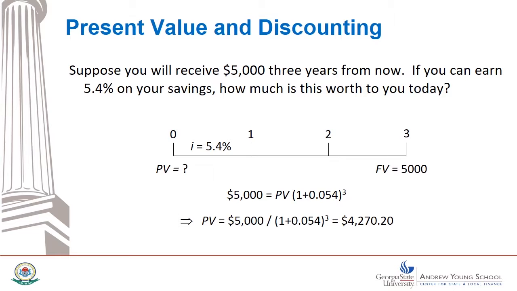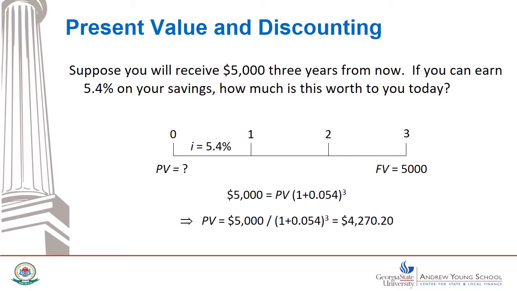Suppose you will receive $5,000 3 years from now. If you can earn 5.4% on your savings, how much is this future cash flow worth to you today? Again, drawing a timeline is a useful way to visualize that we know the interest rate, the number of years, and the future value, but that we are solving for the unknown present value. To do it, we just use a little algebra.